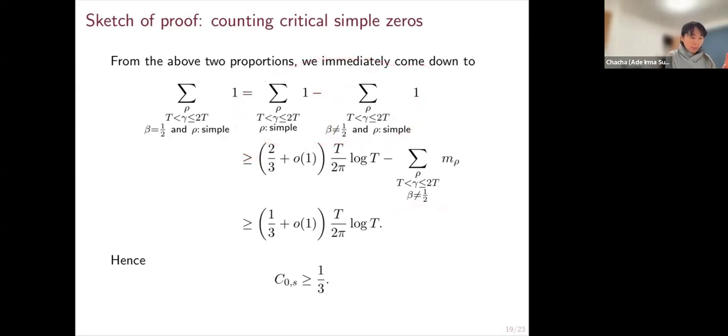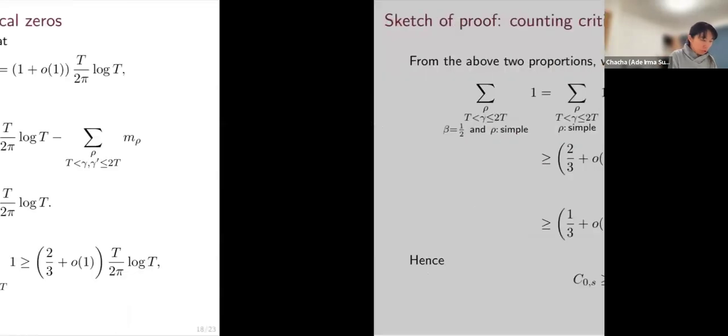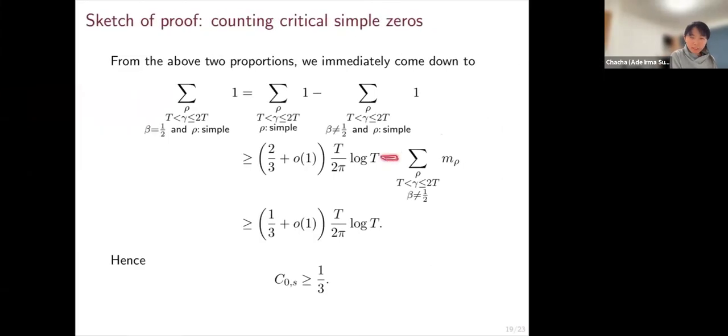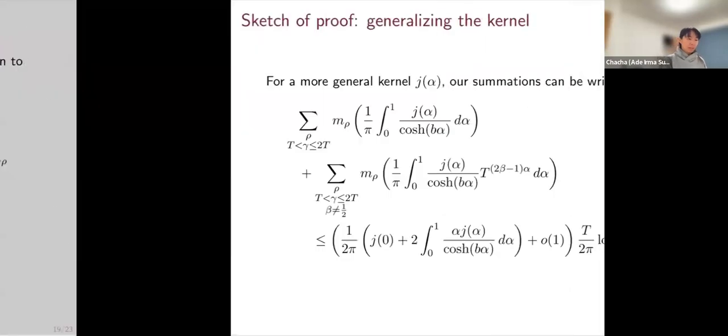And therefore there you also got 1/3, right? This one we had bounded above by 1/3, so the minus of that is bounded below by 1/3, and then 2/3 minus 1/3 gives you 1/3, and therefore for these simple critical zeros we can only get up to 1/3 proportion.